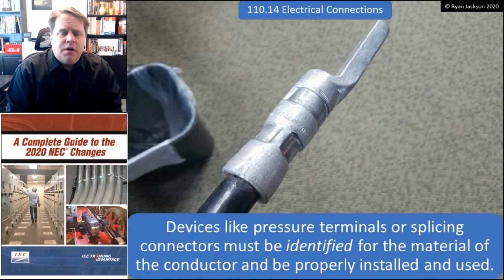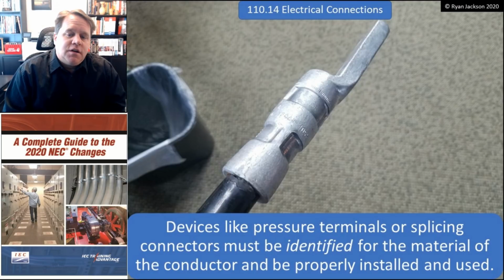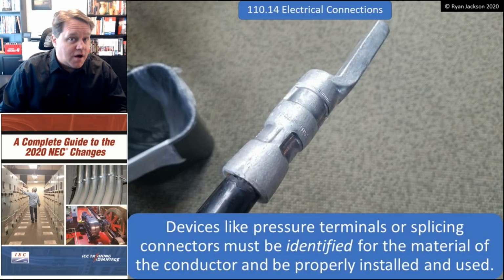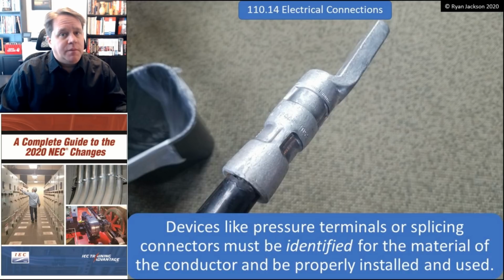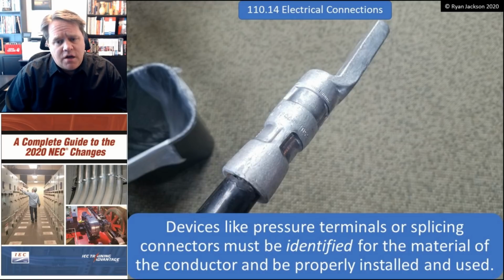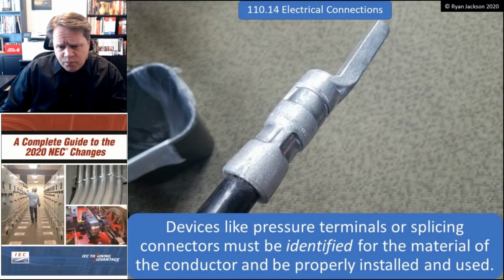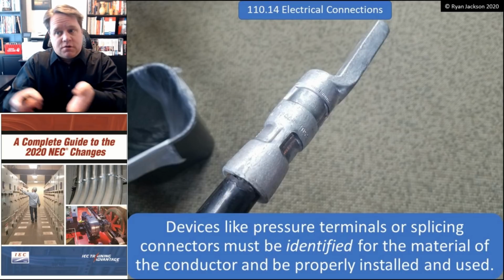From the top, it starts by saying that devices like pressure terminals or splicing connectors have to be identified for the material of the conductor and be properly installed and used. Now, I italicized the word identified in that statement because it's a defined term, and it's one that gets misused rather often, both by people in the industry and unfortunately sometimes the code doesn't use it consistently either. I think this application is the correct usage of the word identified. It does not mean marked. It simply means this is suitable for that.